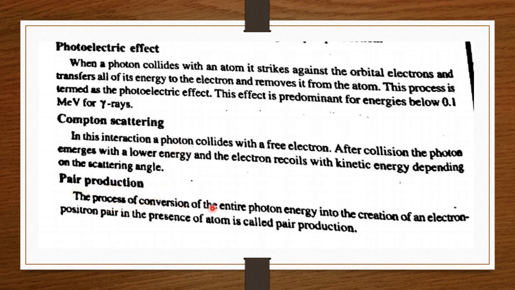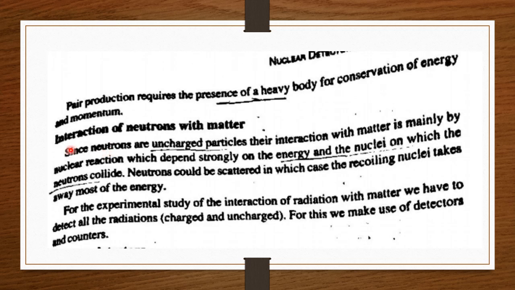Third category is pair production. It is the process of conversion of the entire photon energy into the creation of an electron-positron pair in the presence of an atom. During pair production, the photon energy, which is the incoming radiation, is completely transformed into an electron-positron pair. That process is called pair production. So these are the three types of interaction of photon or gamma radiation with matter. Pair production requires the presence of a heavy body for the conservation of energy and momentum.